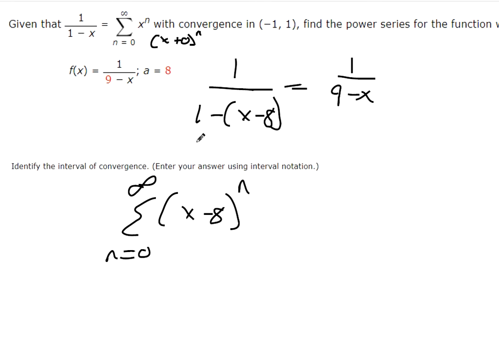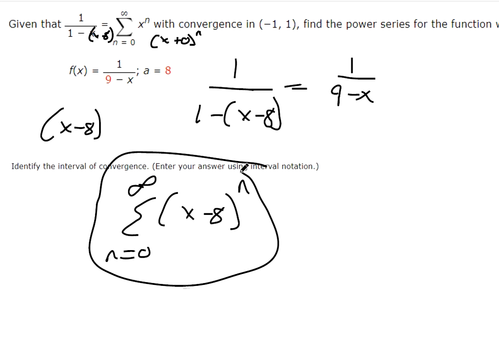Okay, so with this one, there's not a lot of math that we have to do. It needs to be centered at x equals 8, which means we need to have an x minus 8 term throughout our power series expansion. So instead of being centered at x equals 0, like the formula we have for the power series up here, we need this x to be x minus 8. So this is the power series expansion.